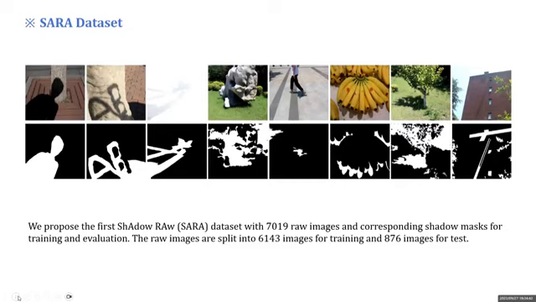We propose the first shadow raw dataset with 7019 raw images and the corresponding shadow masks for training and evaluation. The raw images are split into 6143 images for training and 876 images for test.